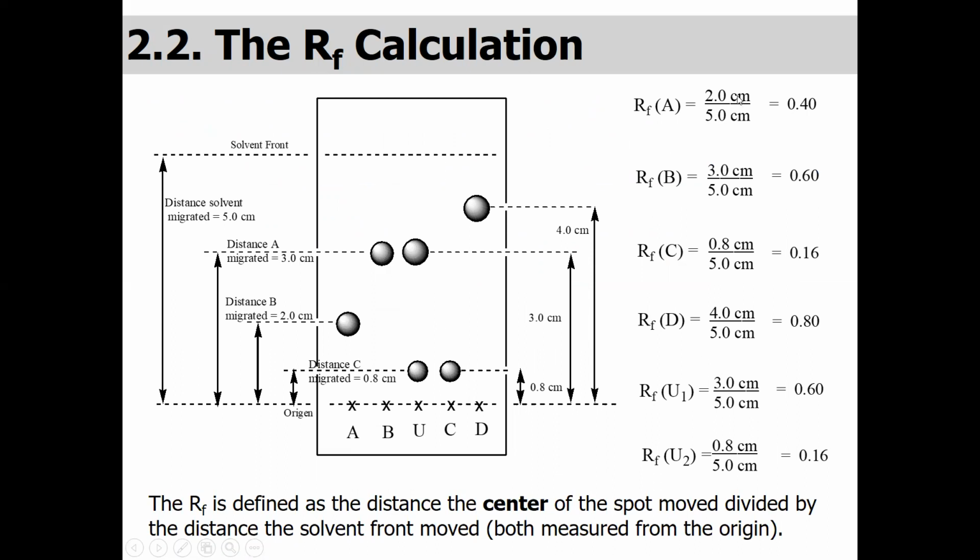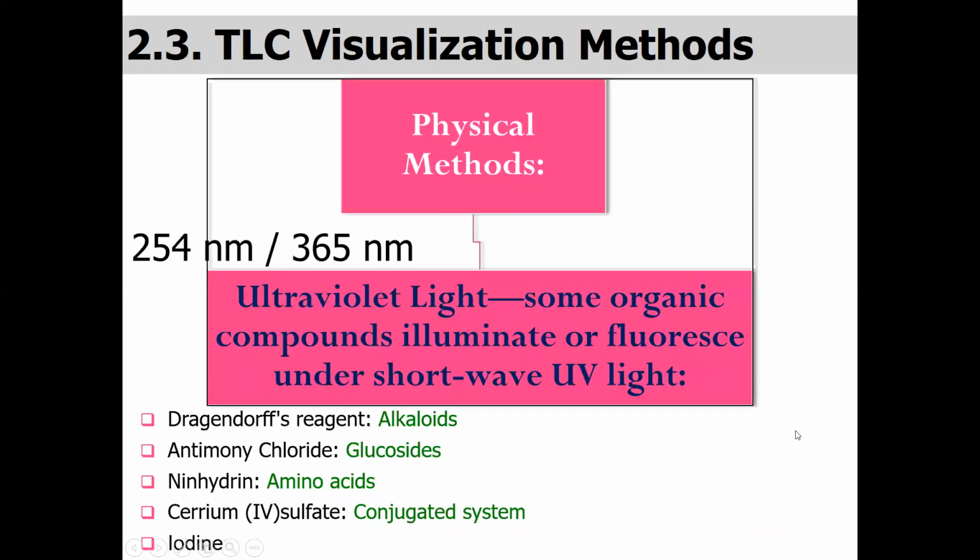You can see that the solvent front, or the distance traveled by the solvent, is 5 centimeters. We just divide the distance traveled by the component by 5 centimeters, and you can see all these values are less than 1, and these are the RF values.